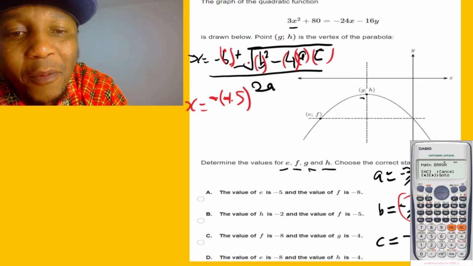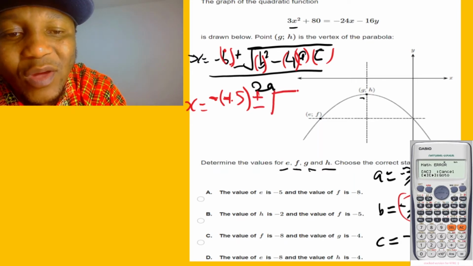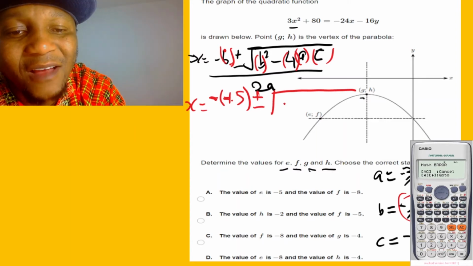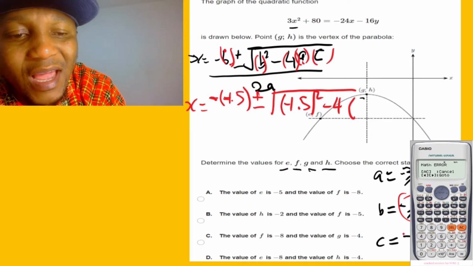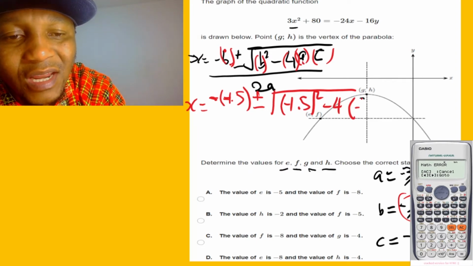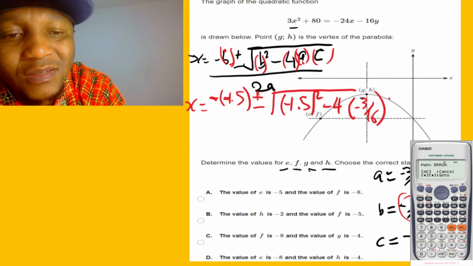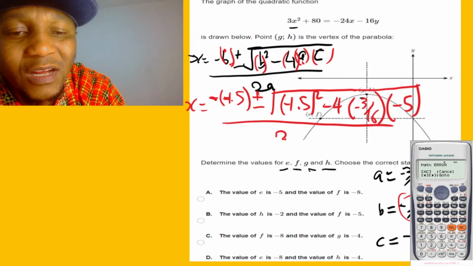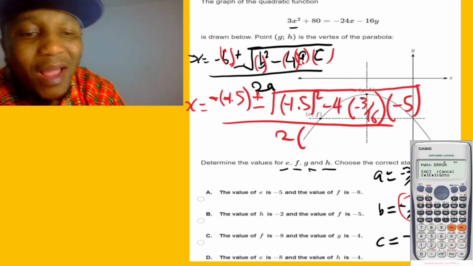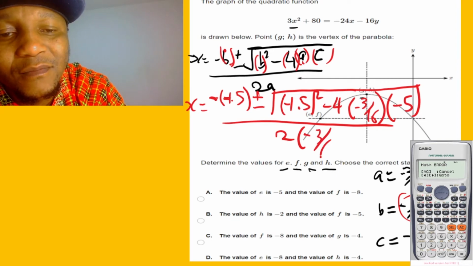Now we go plus or minus the square root of b squared. What is b? -1.5, squared, minus 4 times a. What is a? a equals -3/16, times c, which is -5, all over 2 times a. Our a equals -3/16.